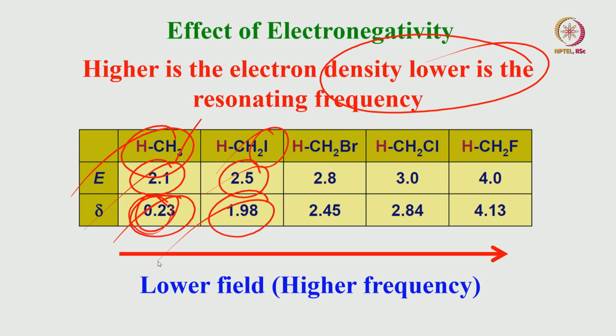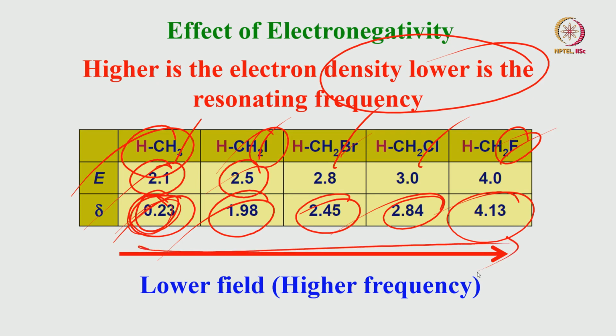And if, instead of iodine, I put bromine, which is more electronegative than iodine, you see the chemical shift moved further downfield. Instead of bromine I put chlorine, further downfield, and I put fluorine instead of chlorine, then you see it comes at 4.3. Look at it, 0.23 was in methane. Just by replacing one of the hydrogens by a different electronegative atom, I can move this peak from left to right to some other value. This is the effect of electronegativity on the chemical shift.